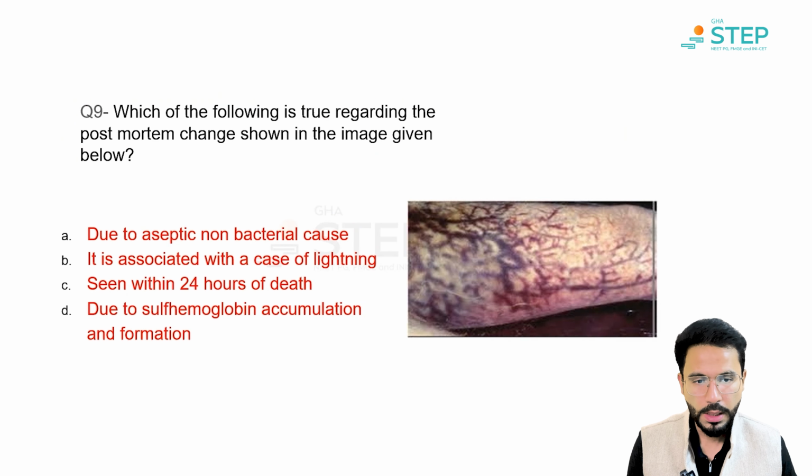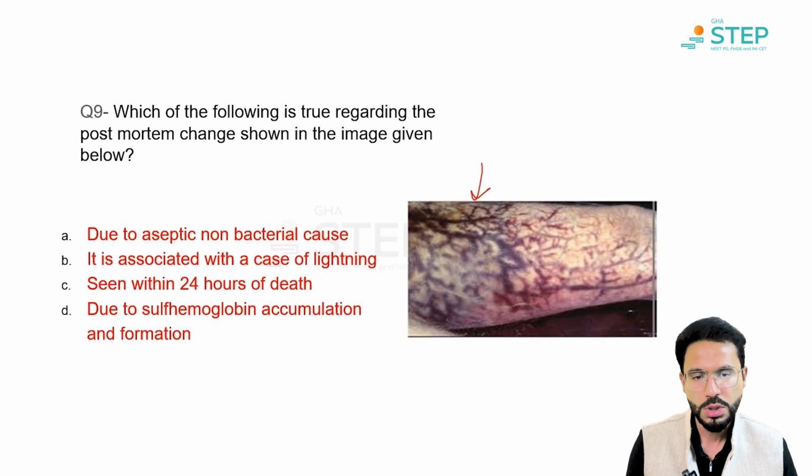What is the image showing you, and what is the next question? The following is true regarding the postmortem change shown in the image given below. What is the thing? We have to look at the options. Due to aseptic non-bacterial cause, it is associated with the case of lightning, seen within 24 hours of death, and due to sulfhemoglobin accumulation and formation. Look at the image. What is this image showing you?